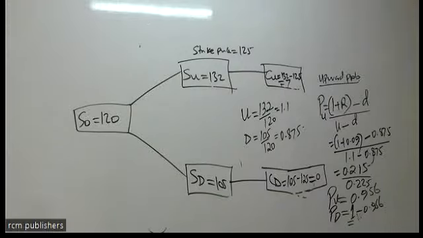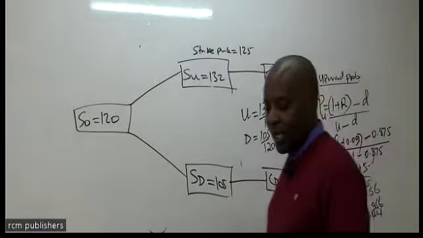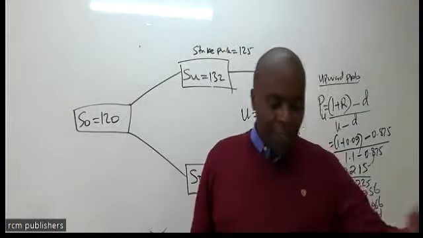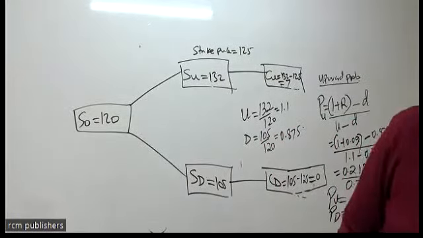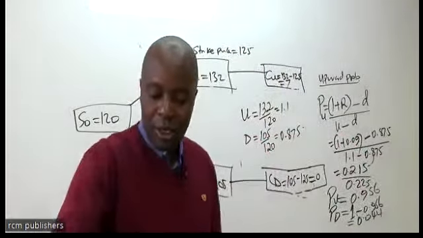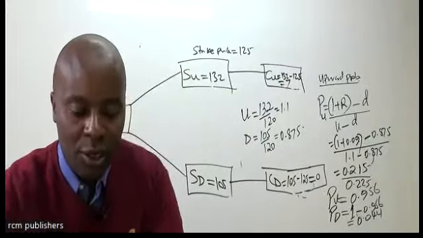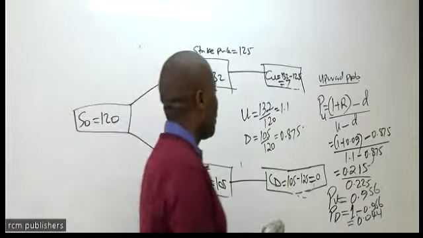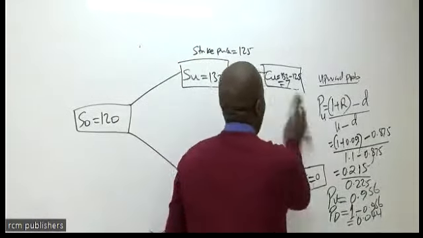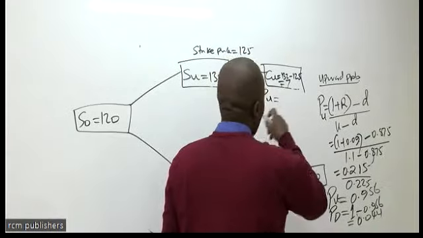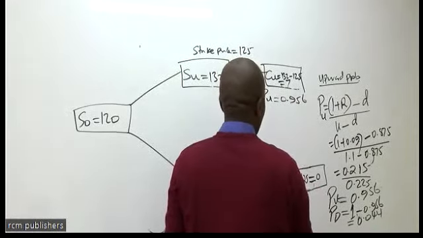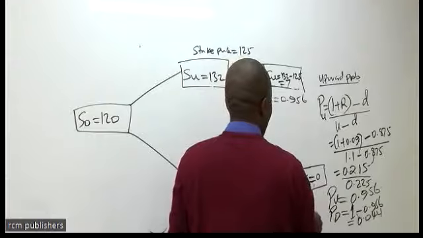1 minus 0.956 will end up giving me 0.044. So this is what I'll put here. This is so interesting, because my probability of upward, I'm being told, is 0.956, and my probability of downward is 0.044.